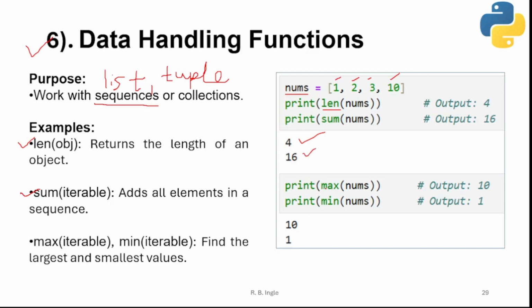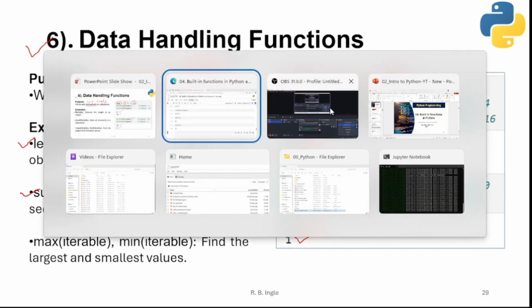Similarly, if you want to find the maximum value inside this, you write max of nums. Nums is the variable name. So it will give you the maximum value inside this. So it is 10. So here I am getting 10. Min of nums, it is 1 because the minimum value is 1 here. Let us see that also.